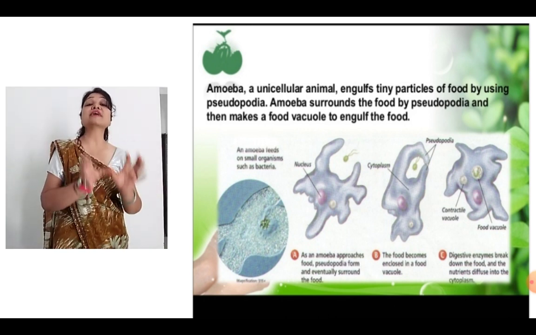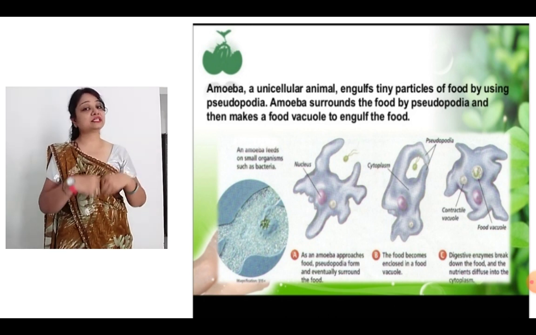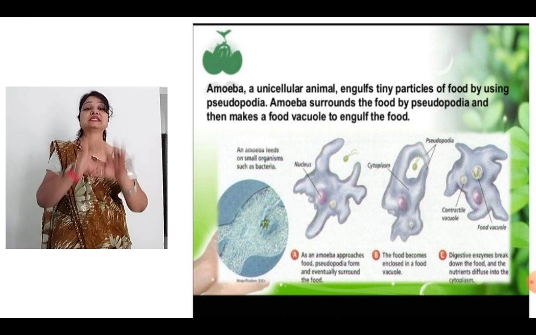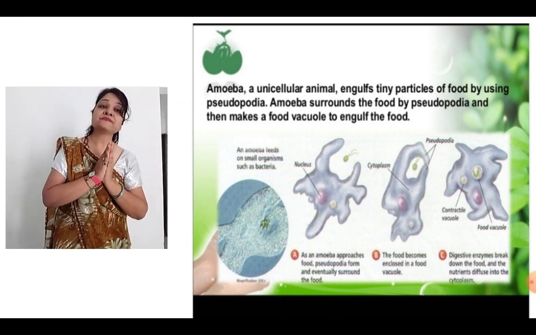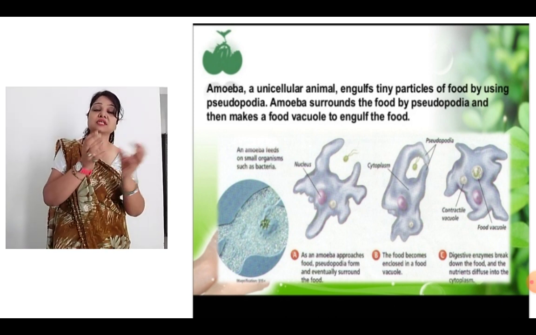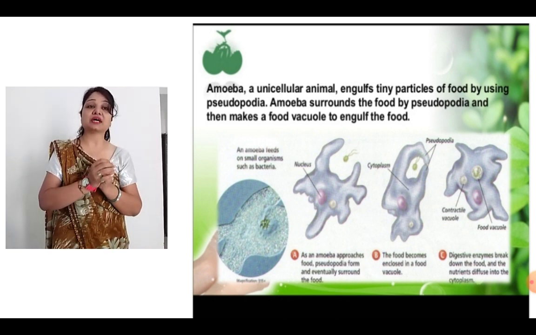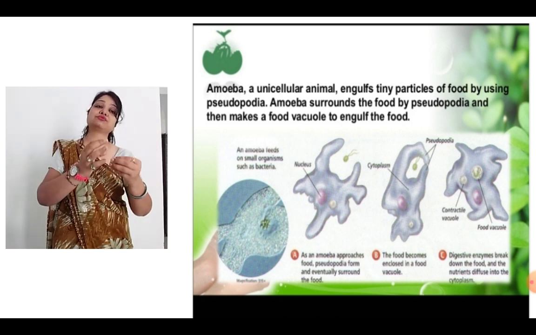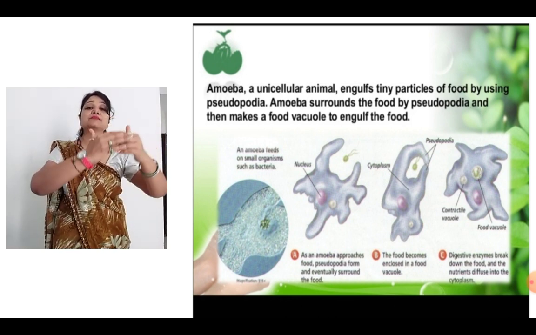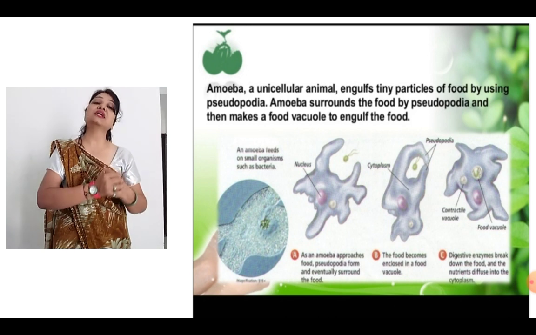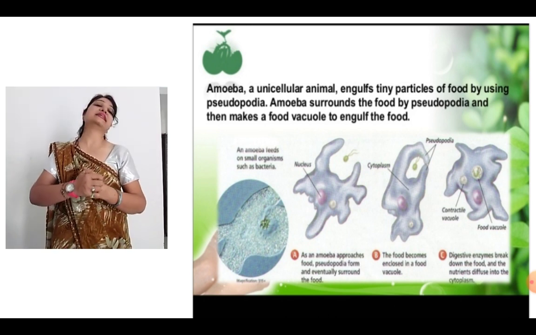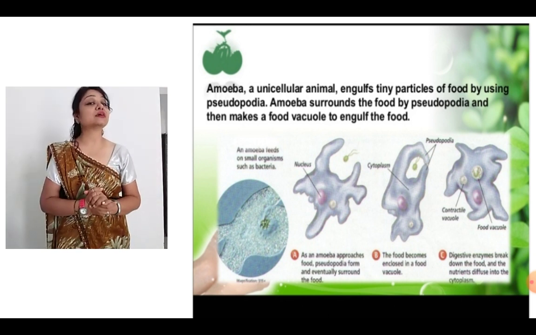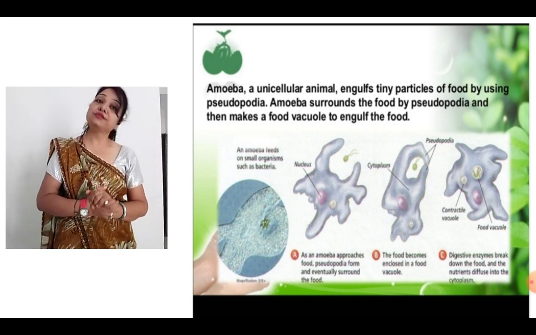It makes the food vacuole to engulf the food. Then it is taken in the body. See the steps. First step is, as the organism reaches near the amoeba, the pseudopodia start coming out, and when it is very near to the amoeba's body, the pseudopodia come around it and engulf the tiny particle of food, and then the food particle is digested also. This is how the unicellular amoeba obtains its nutrition.